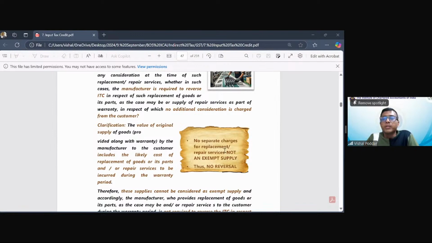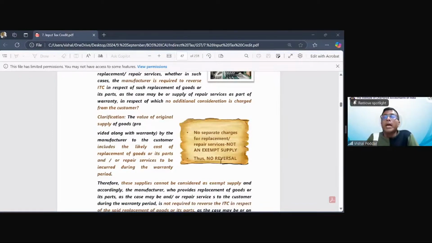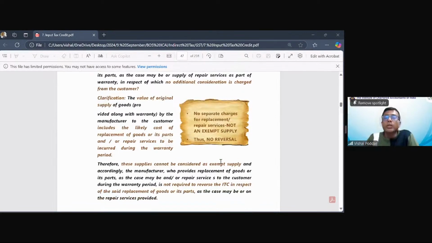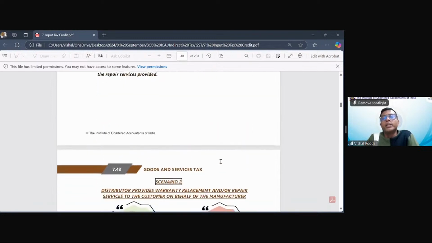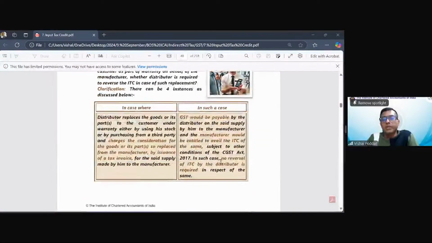Why? Because firstly, it is not an exempt supply. Even though I am giving it free, I have already included its cost in my value of TV, and hence there is no exemption. It is not given free of cost. Its cost is already covered in my goods, and hence no ITC reversal is required.